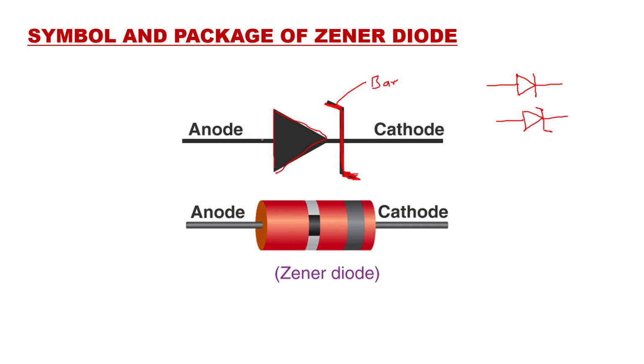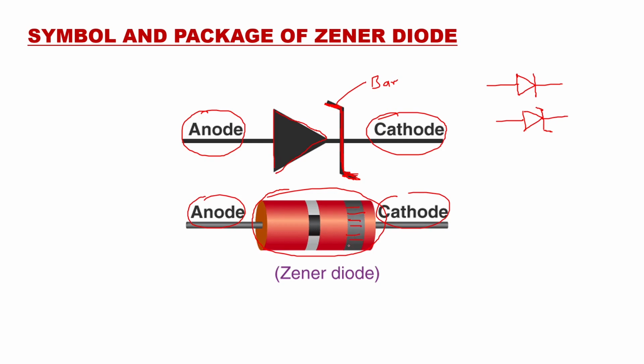Now Zener diode will have the same two types of terminals: one is anode and one is cathode. The terminal towards the p-type semiconductor is anode, and the terminal near the n-type semiconductor is cathode. Now Zener diode practically is available like this. This is a package which is available practically. Here you can see anode terminal and cathode terminal. This is the strip, and based on this strip you can say the terminal near the strip is cathode and the terminal away from the strip is anode. So this is your Zener diode.